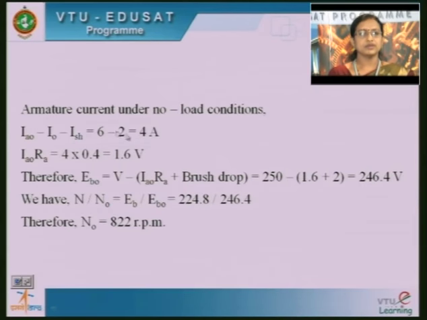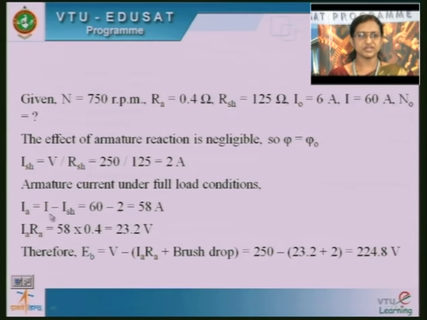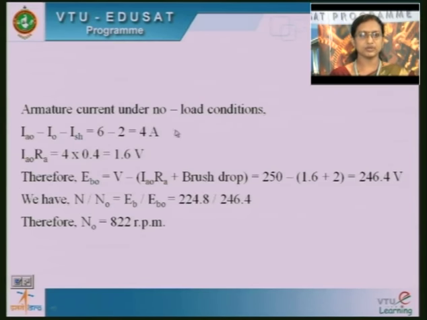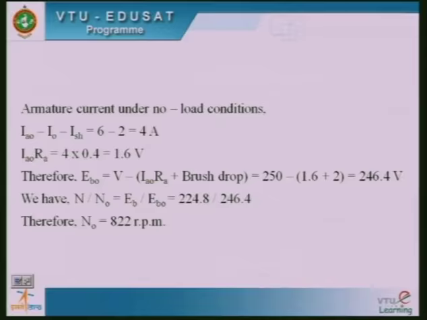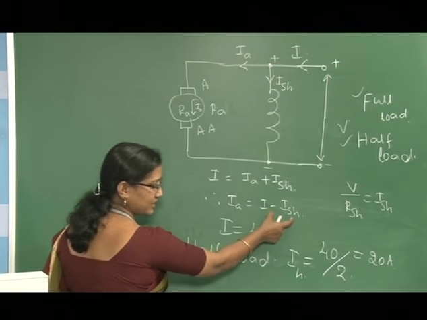Now, you have to see what is the value of EB, the back EMF under no load condition. For that, you have to calculate this. For full load condition, the armature current is different, and then for no load condition the armature current will be different. This is equal to symbol, okay. Here by mistake there is a minus sign. So, now you change that because IA is equal to I minus ISH.